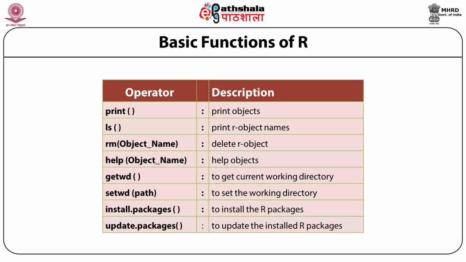To go into any working directory, we need to type setwd, and under brackets we need to specify the path where we want to traverse. To install any package, we need to type install.packages under brackets the package name. So it will fetch all the related files from the online store and install them into the R library. To upgrade any R package, we need to specify the package name under the update.packages function.